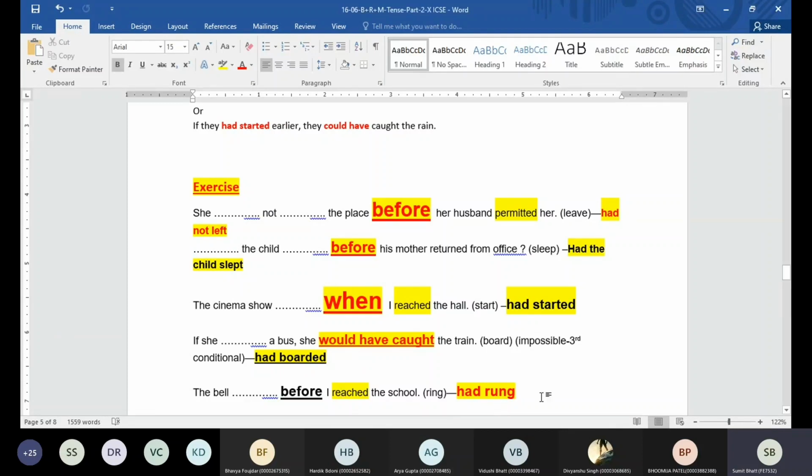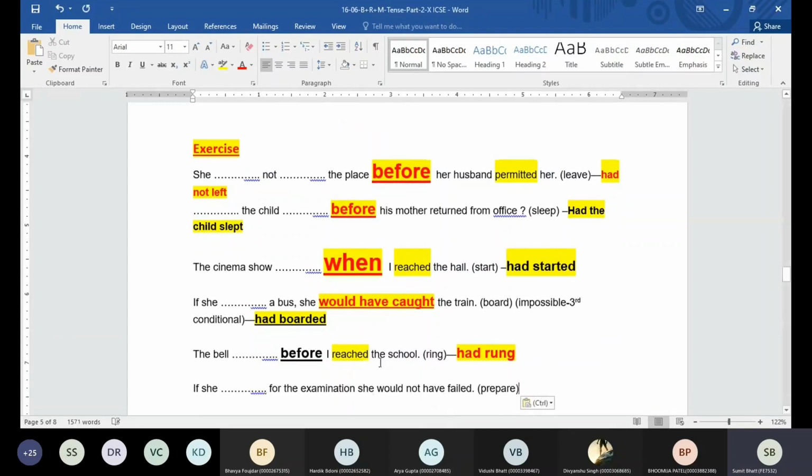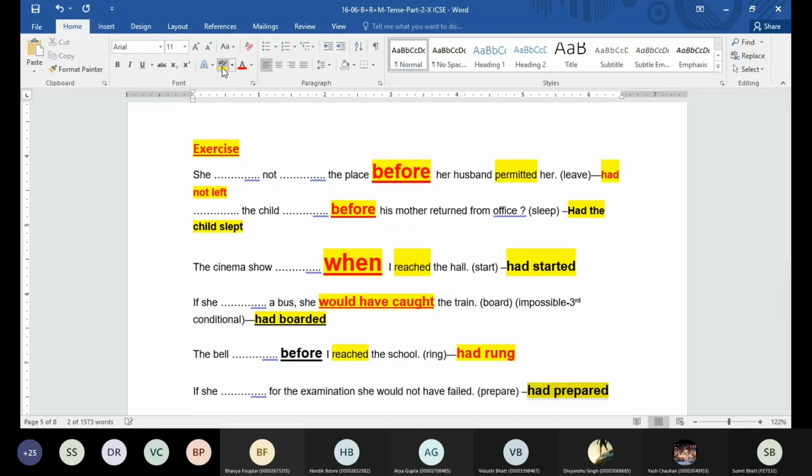Okay, if you have this sentence, guys: if she prepared for the examination, she would not have failed. What are we going to use? "Had prepared", not "prepared". Why are we using "had prepared"? Third condition, very good. Third condition we are referring to. So conditionals also are part of tense, guys. Although we studied them separately, they are part of this only.